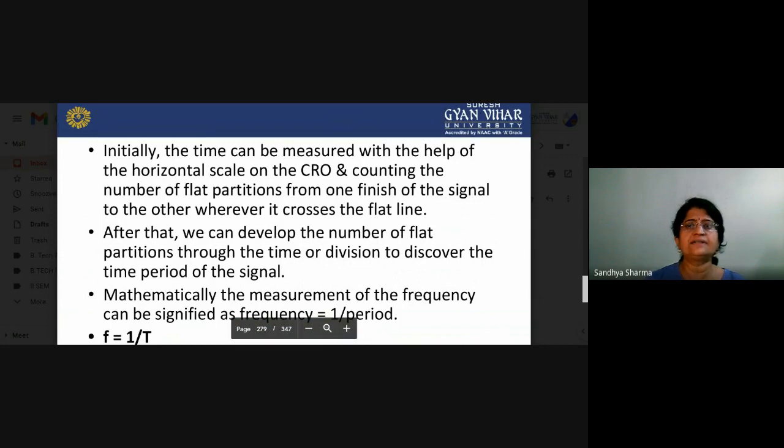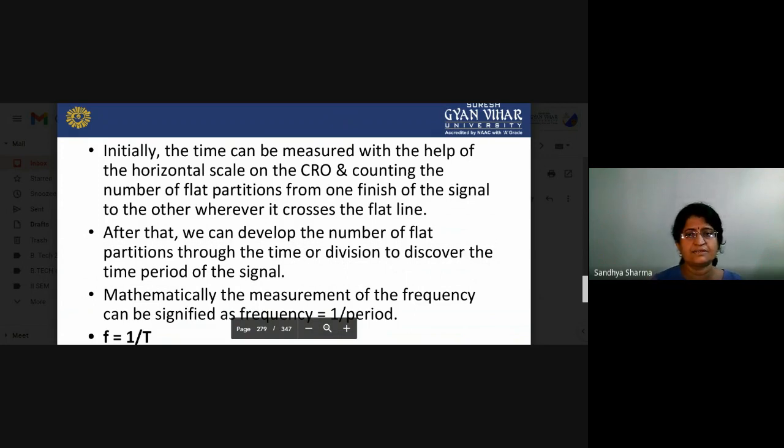Now initially the time can be measured with the help of a horizontal scale on the CRO. You can measure by using the horizontal scale and counting the number of flat partitions from one finish of the signal to the other, wherever it crosses the flat lines. We have to calculate that as well.